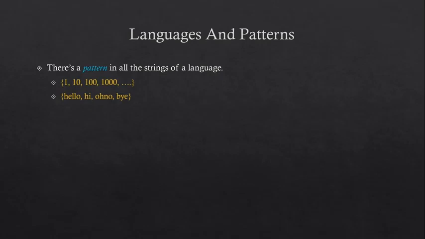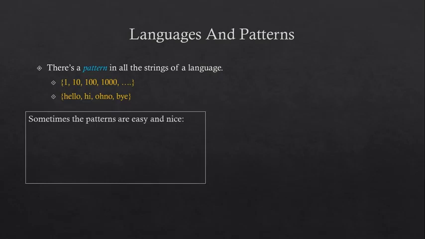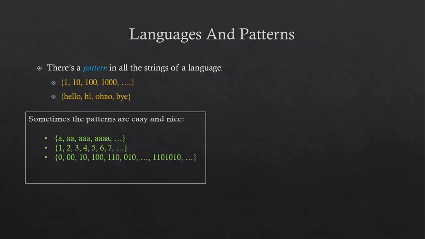Now the second example here is not as nice, it does not have a very obvious pattern, but at least about these strings we can say that every string is made with Roman alphabets. That's still a pattern. Now some patterns are easy and nice, as we have seen here. For example, this language has a very simple pattern. Every string is going to be made with the symbol A. This one is the set of all natural numbers. This one, these are all binary strings, starts with 0.